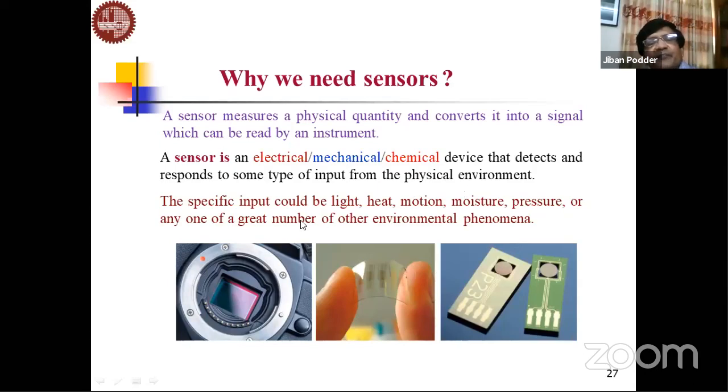The physical environment means we are always meeting light, heat, motion, moisture, pressure, and any one of a great number of other environmental phenomena that can be sensed by the device, and the instrument gives you information by converting the input signal into an output. So a sensor measures a physical quantity and converts it into a signal which can be read by an instrument. That's why we need sensors everywhere. This is also called an intelligent environment, to detect information from the environment.